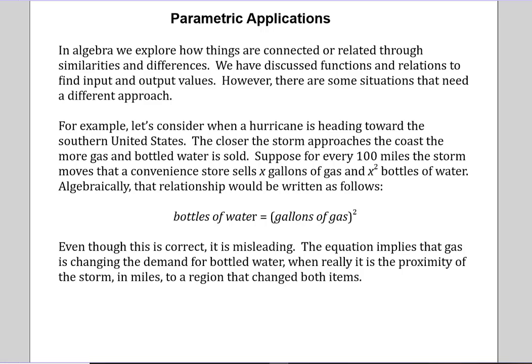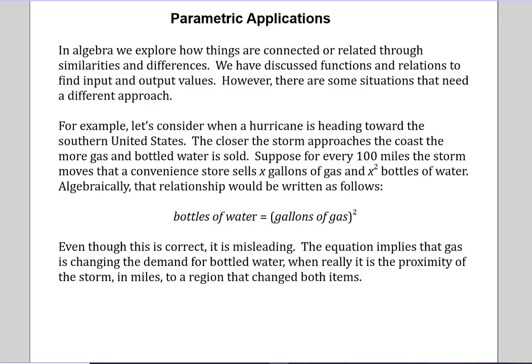For example, let's consider when a hurricane is heading toward the southern United States. The closer the storm approaches the coast, the more gas and bottled water is sold. Suppose for every 100 miles the storm moves that a convenience store sells x gallons of gas and x squared bottles of water. Algebraically, that relationship would be written as follows. The bottles of water is equivalent to the gallons of gas squared.